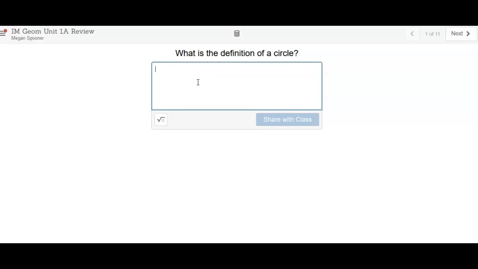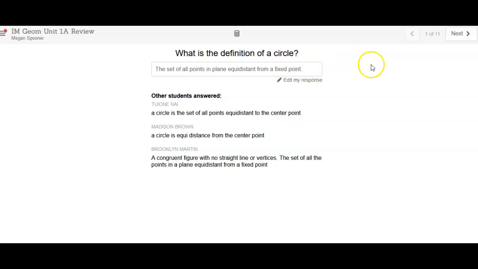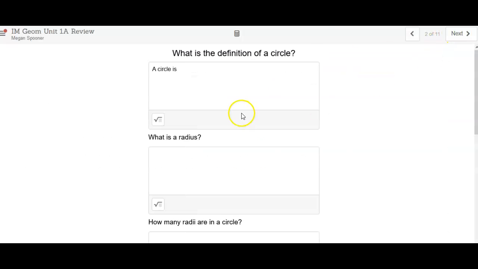So the definition of a circle is the set of all points in a plane equidistant from a fixed point. So that fixed point would be your center, and that equidistance would be your radius. Okay. Definition of a circle, again, set of all points in a plane equidistant from a fixed point.